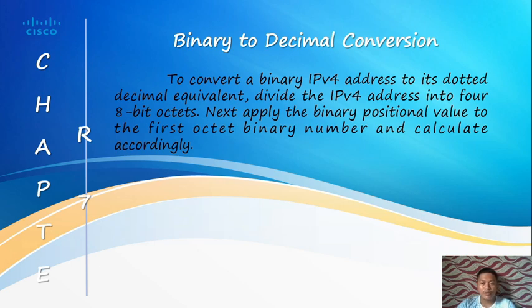Binary to decimal conversion. To convert a binary IPv4 address to its dotted decimal equivalent, divide the IPv4 address into the 4 8-bit octets. Next, apply the binary positional value to the first octet binary number and calculate accordingly.